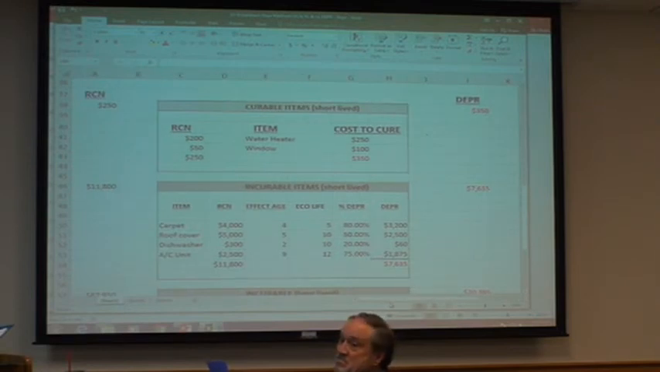Our curable short-lived is 350, whatever the cost to cure is. That's how we measure the curable item.